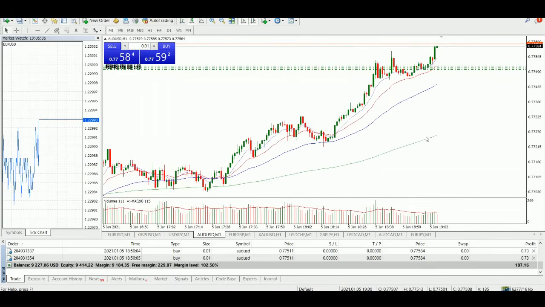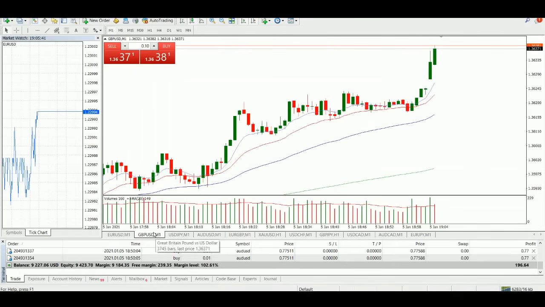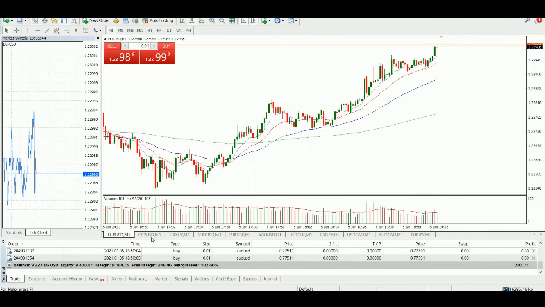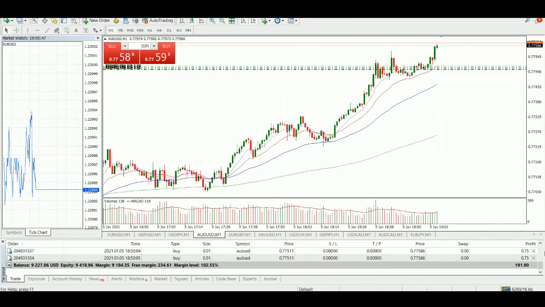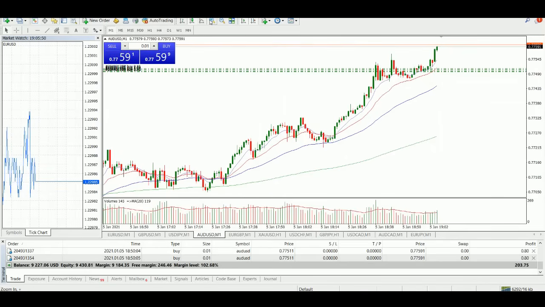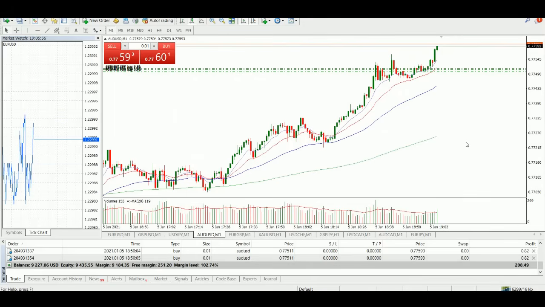Okay, going up. That's it. Much further. Almost $200. GBP dollar is the fastest. Okay, $200 reached on AUD dollar, and you are still going up. 208 and you are still going up. You will be making much further.